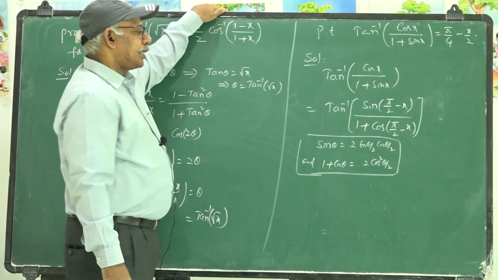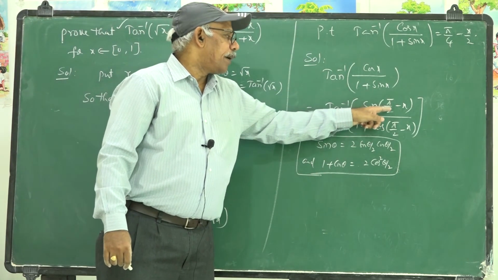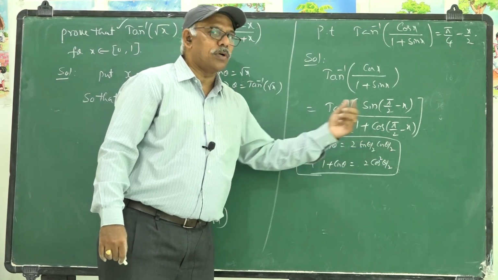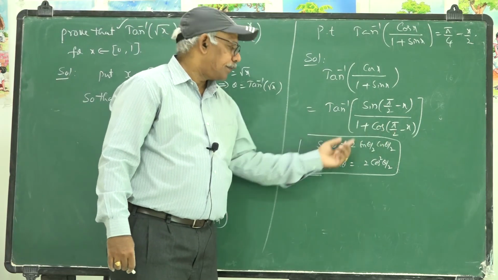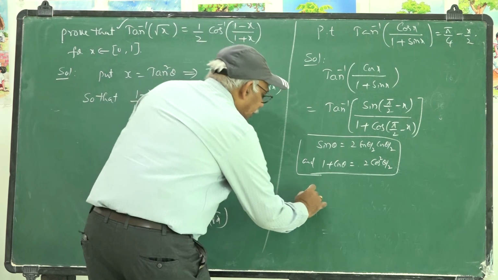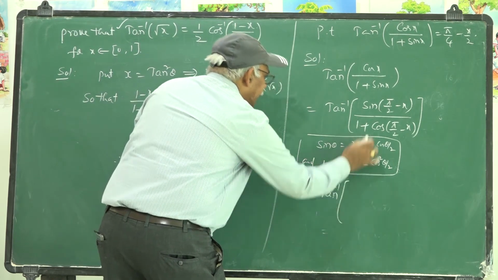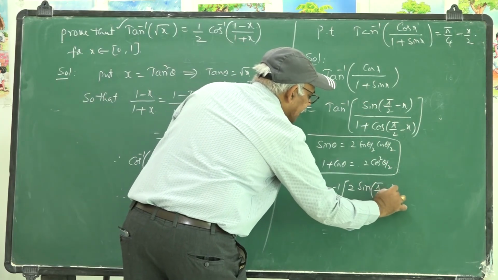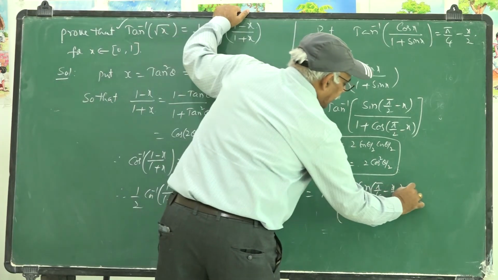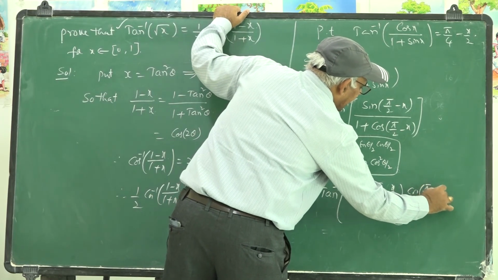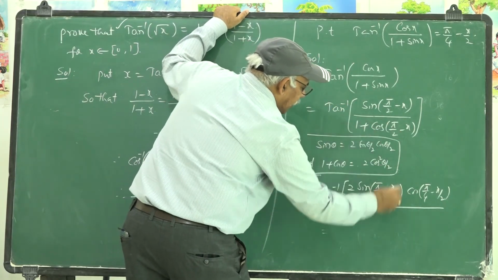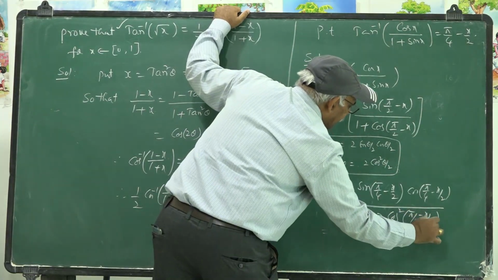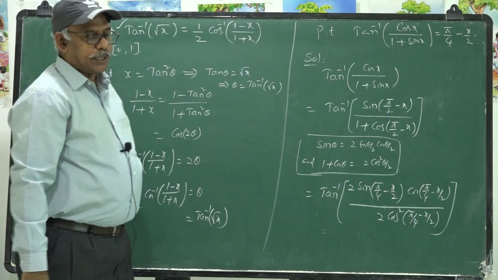Apply these trigonometric results to this one. Taking pi by 2 minus x, assuming this one as theta, sin theta in half angle is 2 sin theta by 2 cos theta by 2. Similarly, 1 plus cos theta in half angle is 2 cos square theta by 2. So the LHS becomes tan inverse of 2 sin theta by 2, where theta by 2 means pi by 4 minus x by 2, similarly cos theta by 2, pi by 4 minus x by 2, divided by 2 cos square of theta by 2, that is pi by 4 minus x by 2.